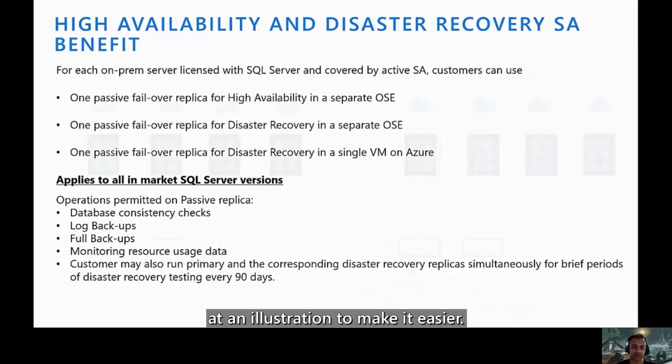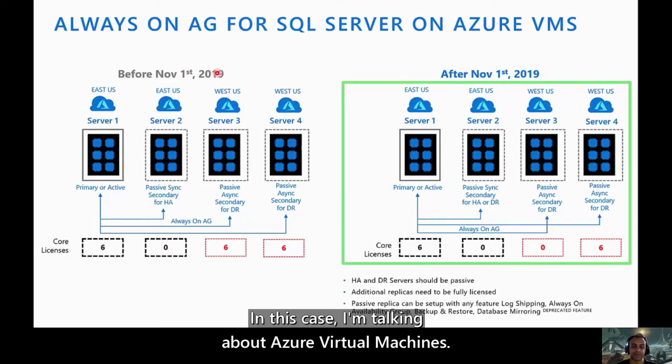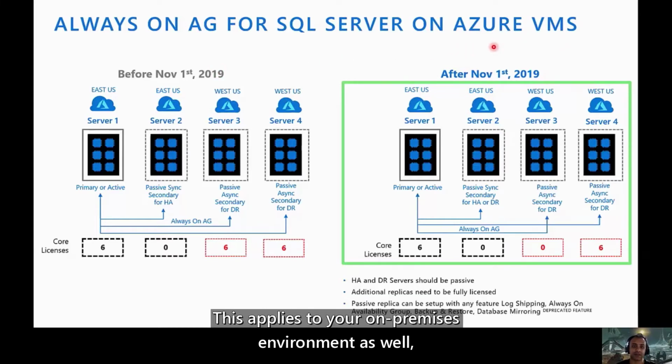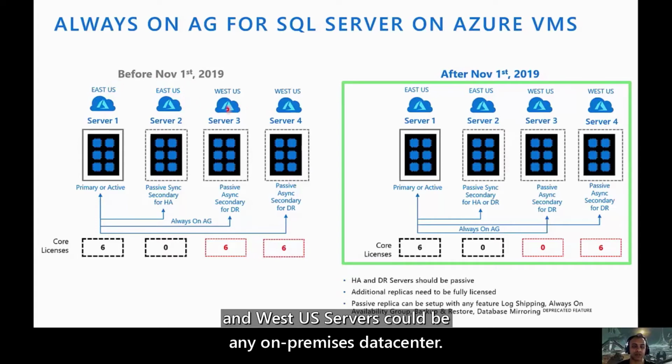And how does that really work? So let's look at an illustration to make it easier. So before November 1st, let's say you had a server 1 in East US, server 2 in East US, server 3 in West US, and server 4 in West US. And in this case, I'm talking about Azure Virtual Machines. This applies to your on-premises environment as well. These East US and West US servers could be any on-premises data center.